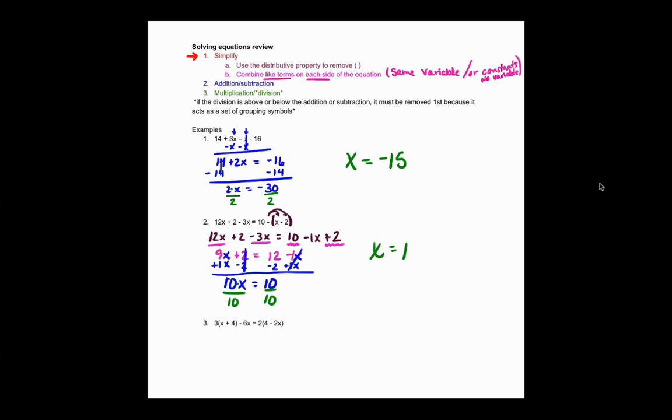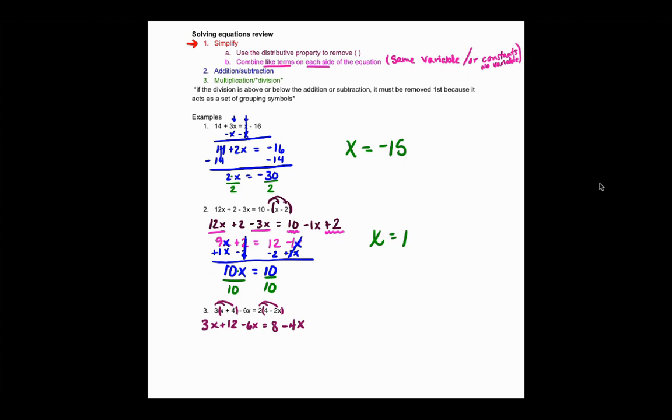So our next example, we start with our parentheses, and we have parentheses on each side of our equation. We're going to distribute the 3 on the left, and we're going to distribute the 2 on the right. So this is going to be 3x plus 12. We keep the minus 6x. We keep the equals. 2 times 4 is 8, and 2 times negative 2 is a negative 4x.